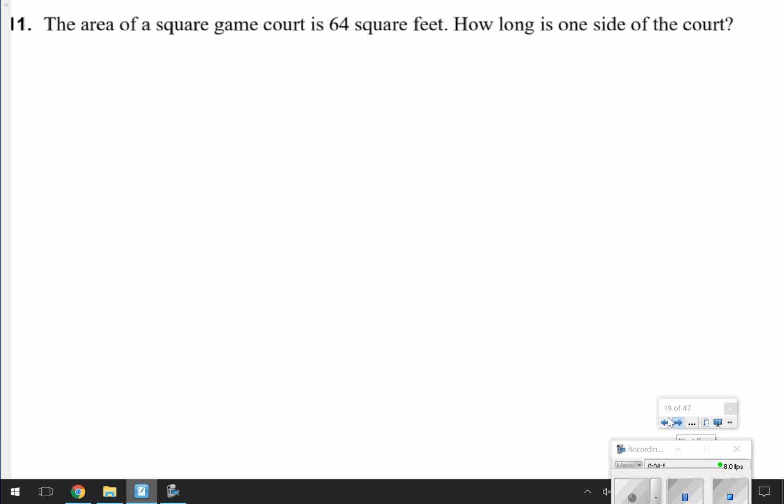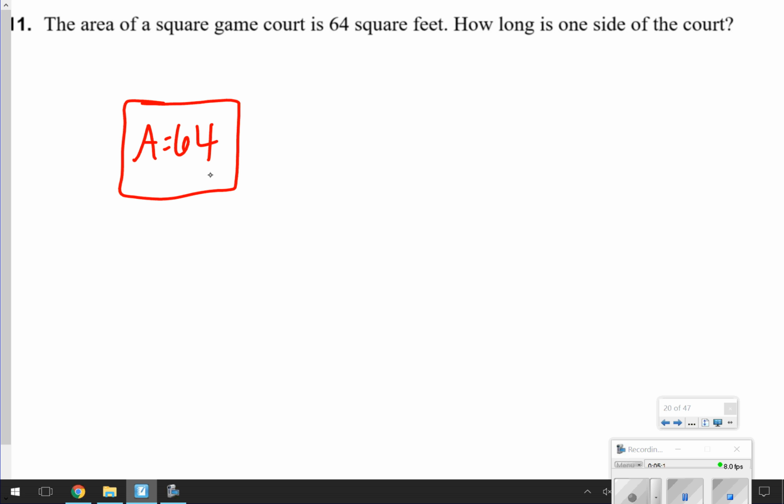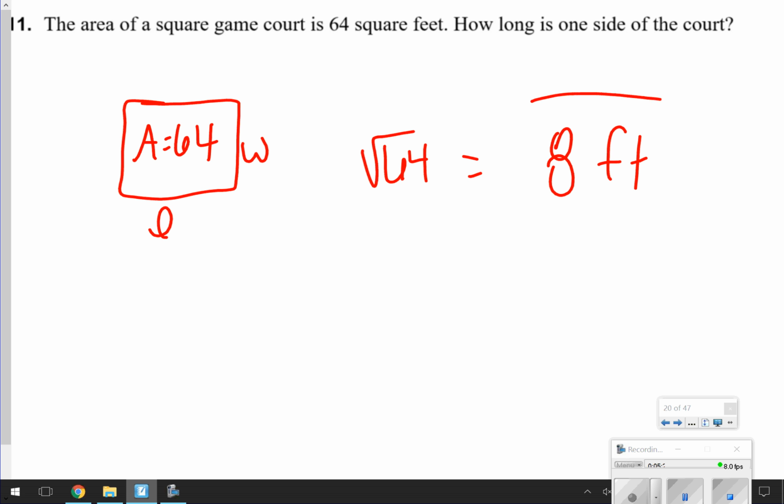Number 11, you had a word problem. The area of a square game court, remember a square has equivalent sides. How long is one side of the court? Well, if the area is a total of 64, remember we do length times width to get to your area. And since a square has the same sides, that's essentially taking the square root of 64, which is equal to 8 feet. So 8 feet, answer for number 11.